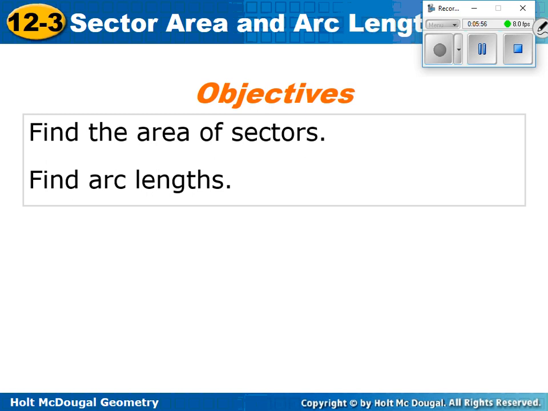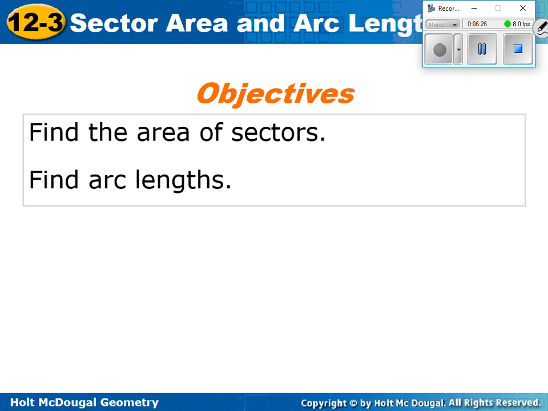All right, second one for today. Same idea, but now we're going to talk about what is a sector. And we're going to find the area of a sector. When I think of sector, I think of a piece of pizza. A sector is a part of your entire circle. Okay, it's a slice of the pie or a piece of the pizza. Sector is just a fraction of that circle.